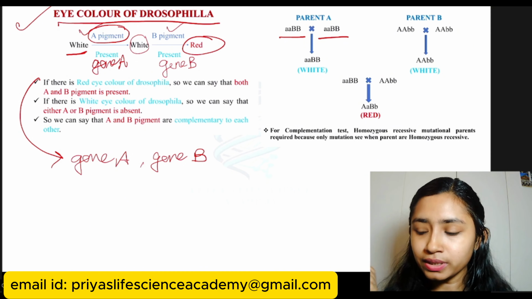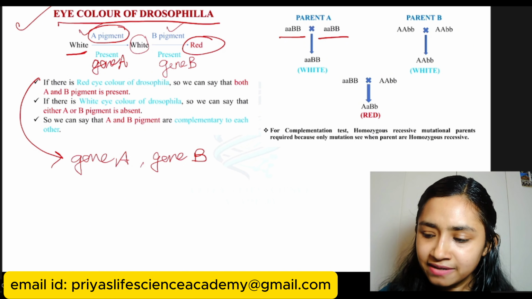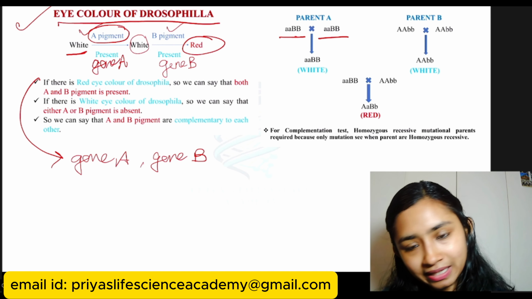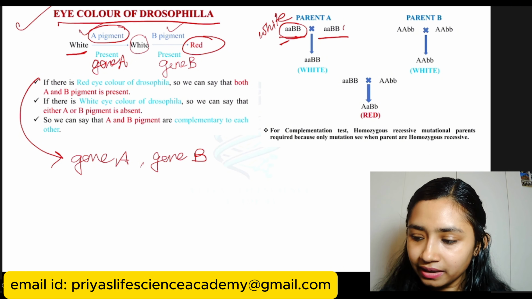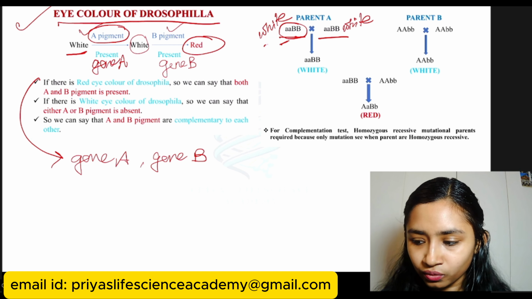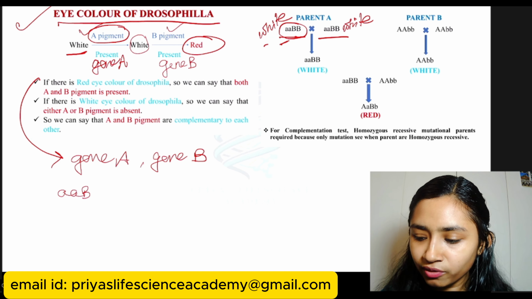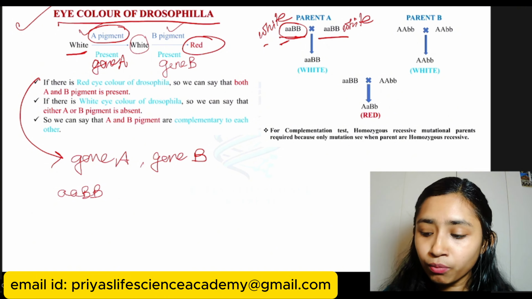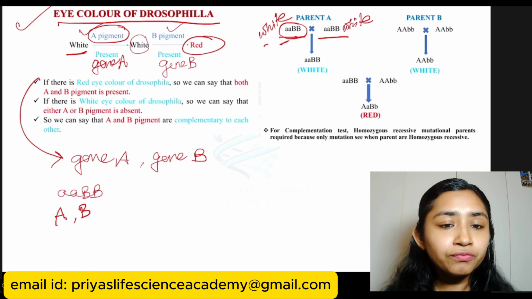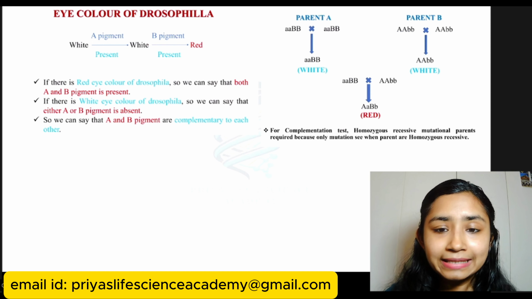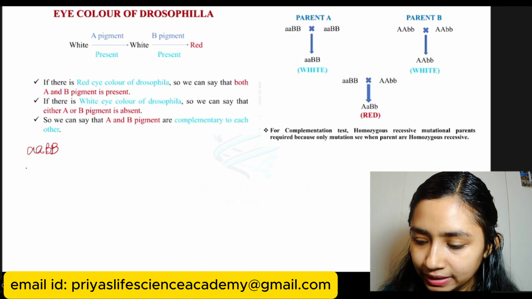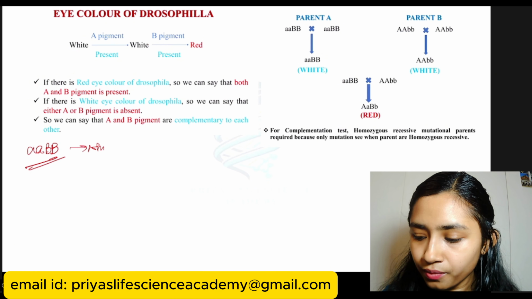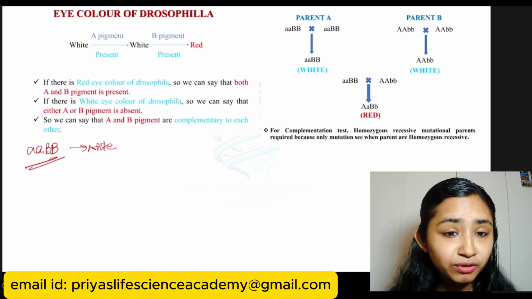eye color of Drosophila. So here you can see small a, capital B crossed with small a, capital B. This fly is white in color. Its eye is white. This fly's eye is also white because there is small a and capital B. You need both capital A and capital B for the red pigment. So why are these parents white? Here these parents are small a, capital B. They are white because in order to produce the red eye color, you need both capital A and capital B.